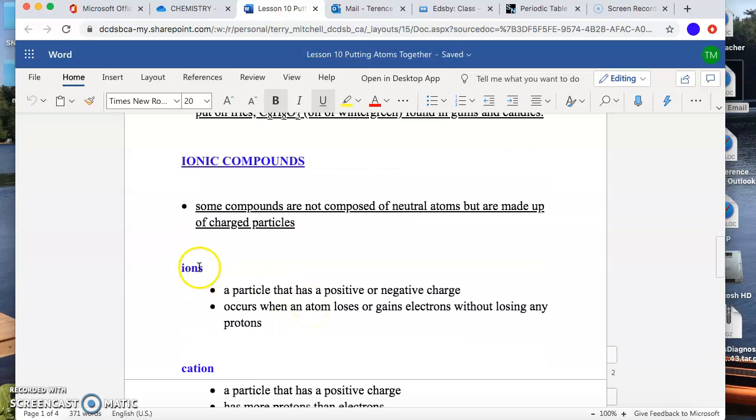So when they lose or gain an electron, they get a positive or negative charge. And when an atom has a positive or negative charge, we call that an ion. So when sodium lost its one electron, it became a sodium ion because it was positively charged. When the chlorine gained the electron, it gained a negative charge, and it became a chlorine ion. So this is when electrons are gained and lost. Only electrons can move back and forth, not protons and not neutrons.